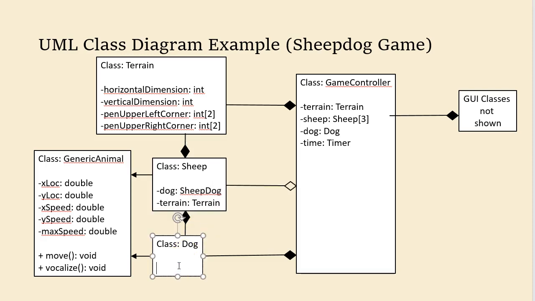Same thing for the dog. How do I figure out that the dog doesn't run off? Well, I can create a terrain object in the dog also, or I can let the game controller handle it. So here my top level design is I'm going to let the game controller handle that.